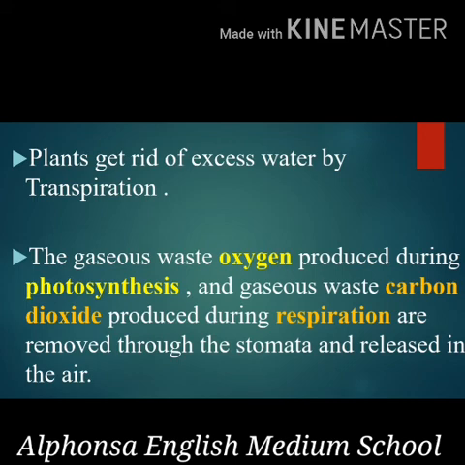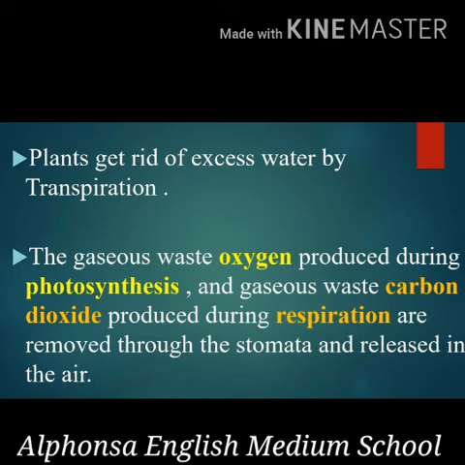The gaseous waste produced during photosynthesis and respiration should be removed from the plant. So, what is the gaseous waste produced during photosynthesis? Yes, it's oxygen. So, the oxygen produced during photosynthesis and the gaseous waste carbon dioxide produced during respiration are removed through the stomata present in the leaves and released into the air.